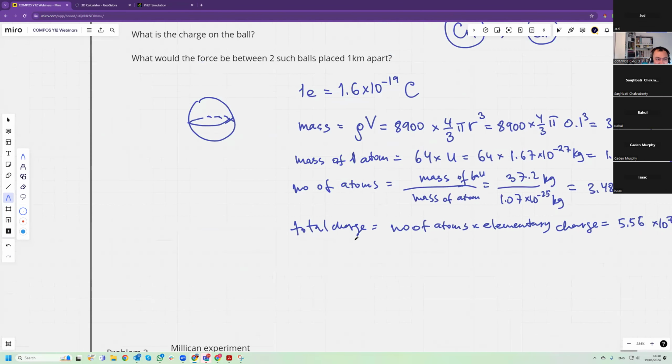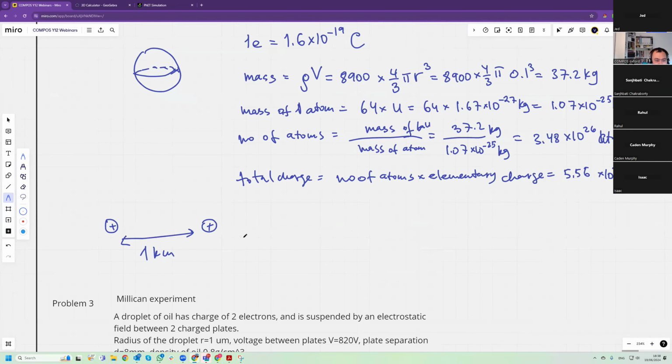So two such balls placed 1 kilometer apart. And so the force is going to be Q1 Q2 divided by 4 pi epsilon 0 r squared. So there's going to be 5.56 times 10 to the 7 squared divided by 4 multiplied by pi multiplied by epsilon 0. Epsilon 0 is 8.85.